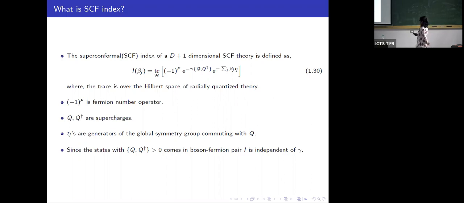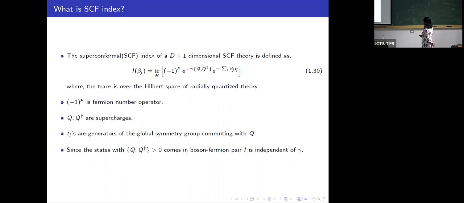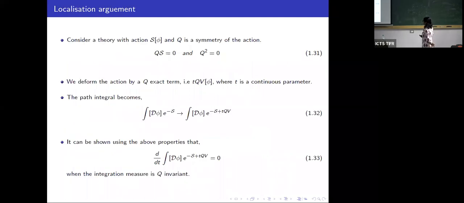So this is how a superconformal index is defined, and we see how to compute this index by using the technique of supersymmetric localization. So the argument goes as follows. Suppose we have a theory with an action S, which is a functional of the fields in the theory, phi, and Q is the symmetry of the action. Therefore, QS is equal to 0 and Q squared is equal to 0.